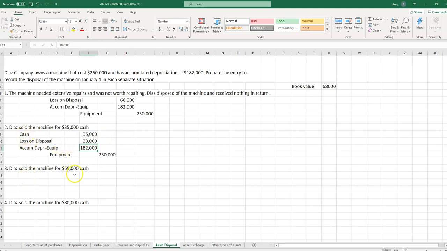Now, if we sold the machine for $68,000 cash, we would record the cash, $68,000. We would have our accumulated depreciation of equipment, and we would remove our equipment. So there would be no gain or loss with this transaction.